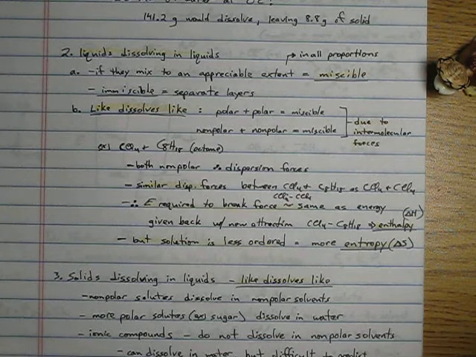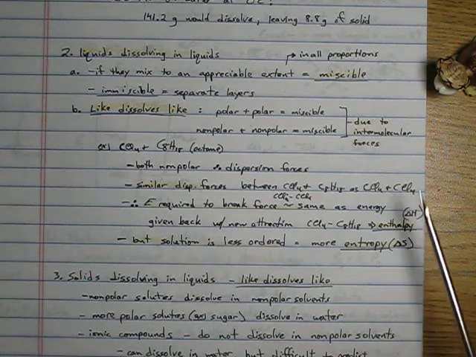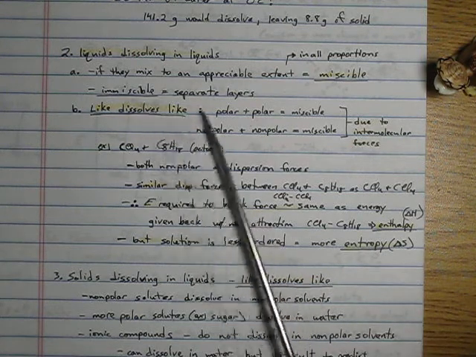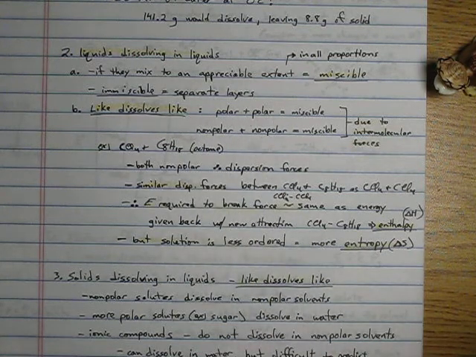If you had 5 milliliters of methanol and 95 milliliters of water, that methanol will dissolve in the water. It doesn't matter what the proportions of water and methanol are; any amount of methanol will dissolve in water, and any amount of water will dissolve in methanol. They are miscible. If they were immiscible, that means they would separate into two layers.